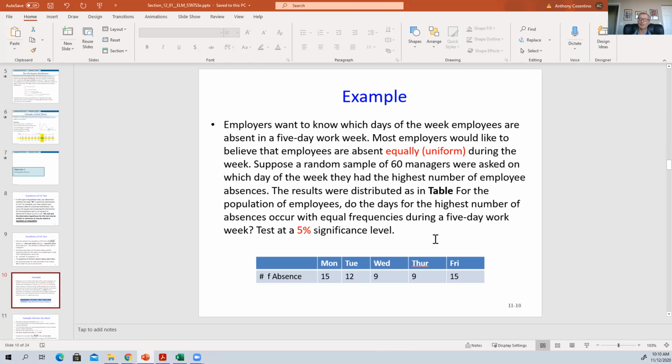Test the claim that the highest number of work absences occur with equal frequency during the 5-day work week, and here's our 5% significance level. If you take a look at this, there is a process to walk through to calculate the test statistic, and that's what we're going to do now.